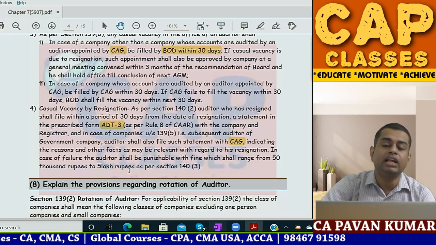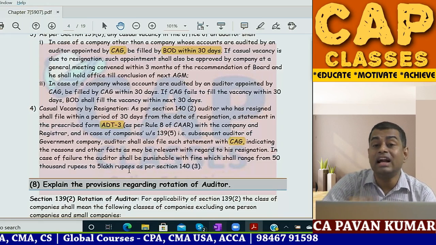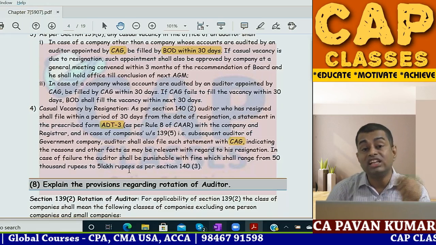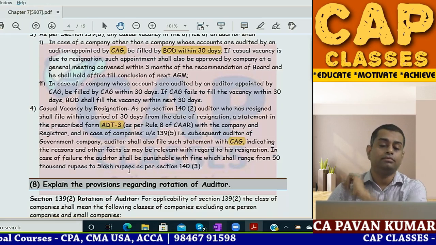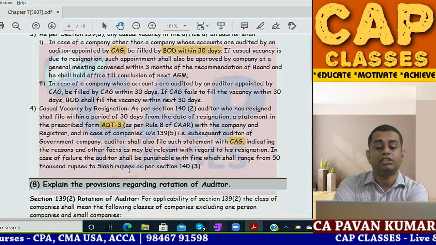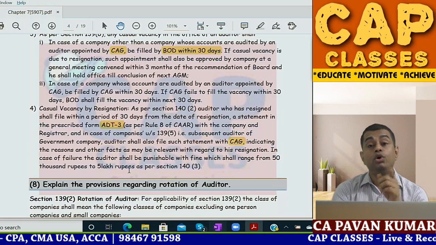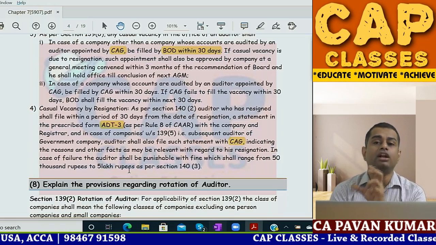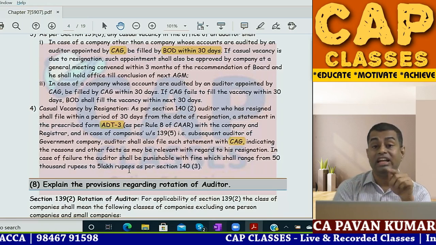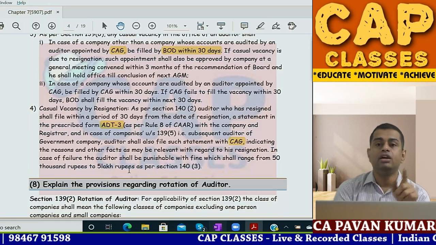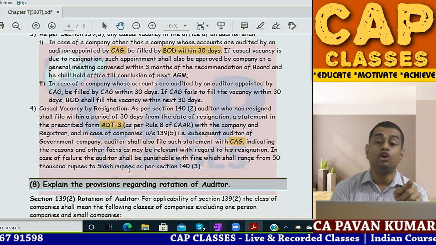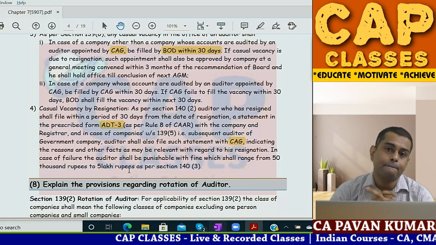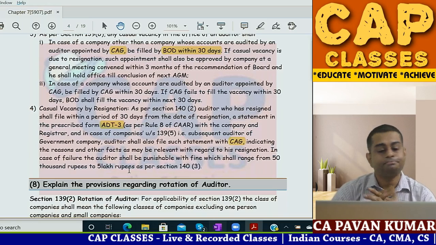This also can be asked in MCQ. What is the penalty under section 140 subsection 3 of the Companies Act to the auditor who resigned and has not submitted ADT 3? 50,000 rupees to 5 lakh rupees. And they might ask to whom the communication of resignation is to be given, in case of an auditor of a government company: A, the company; B, the registrar of companies; C, C&AG; D, all the above. All the above is correct. You understand? That's it.